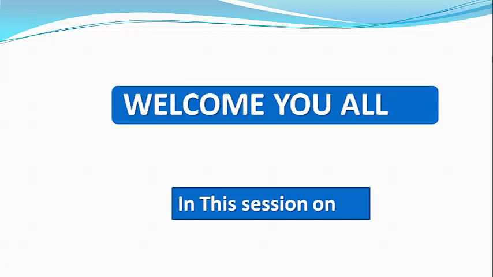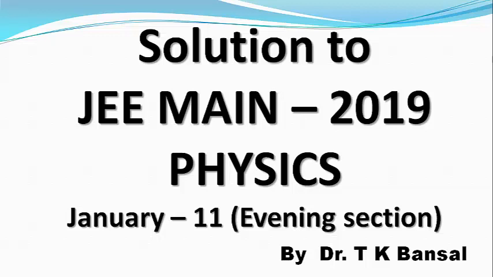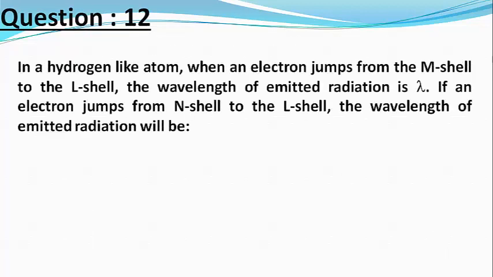Good evening, friends. Our next question from JEE Main 2019, 11th of January, evening session is: in a hydrogen-like atom, when an electron jumps from M shell to L shell, the wavelength of the emitted radiation is lambda. If an electron jumps from N shell to L shell, the wavelength of the emitted radiation will be.